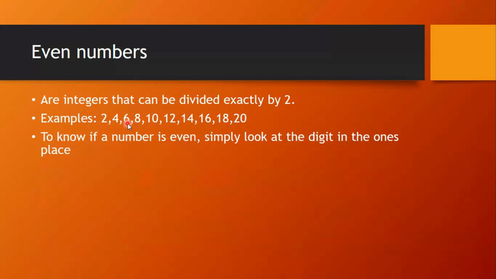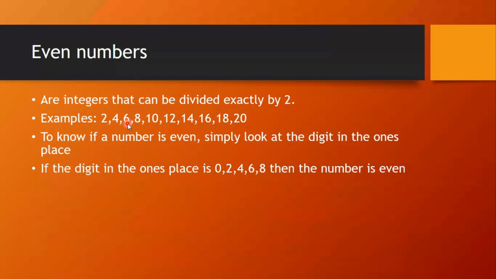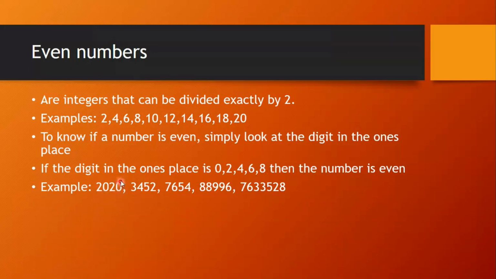To know if a number is even, all you need to do is look at the digit in the ones place. If the digit in the ones place is 0, 2, 4, 6, or 8, then the entire number is even. So let's take a look at this number, 2020. Notice that the number in the ones place is 0, and 0 is even. Therefore, the entire number, 2020, is even. Let's consider this other number, 3,452. Notice that this number 2 is in the ones place. And since 2 is even, the entire number, 3,452, is even.